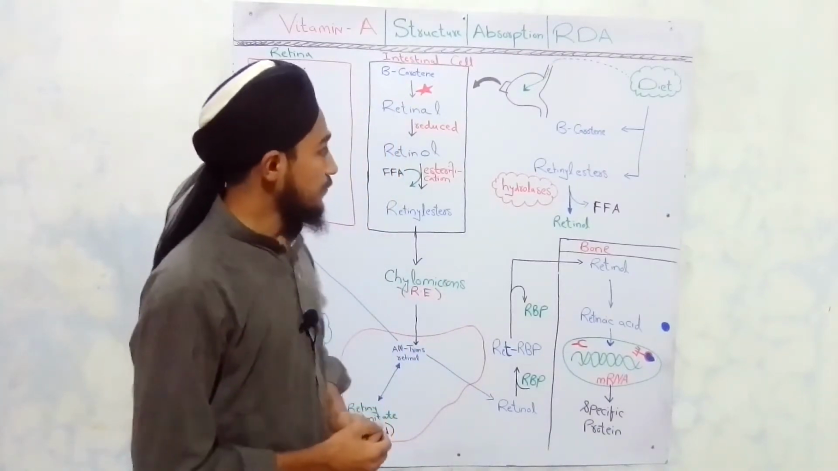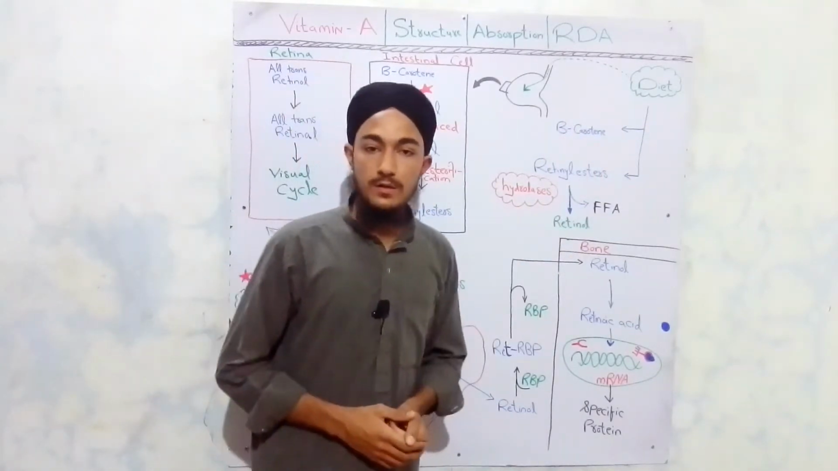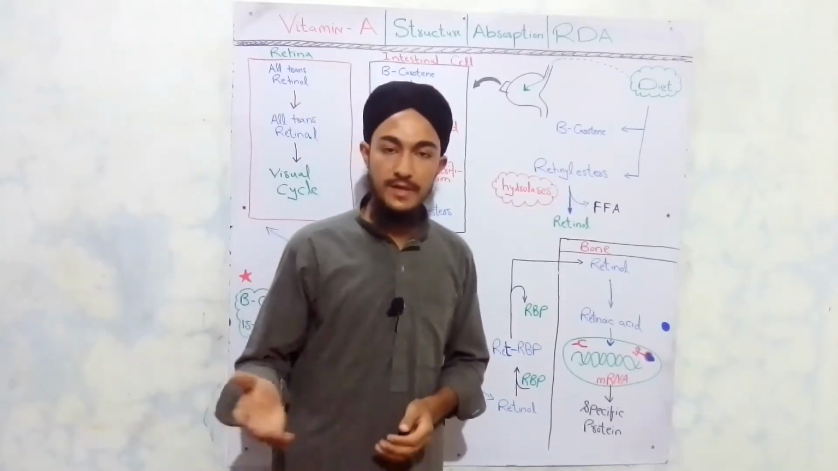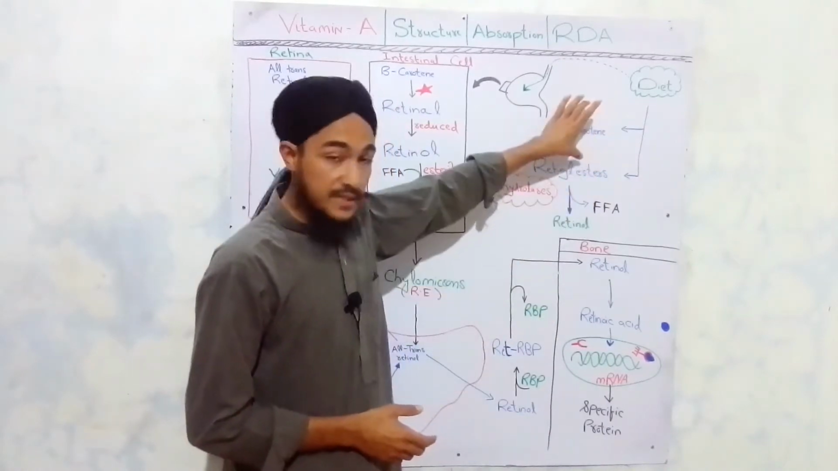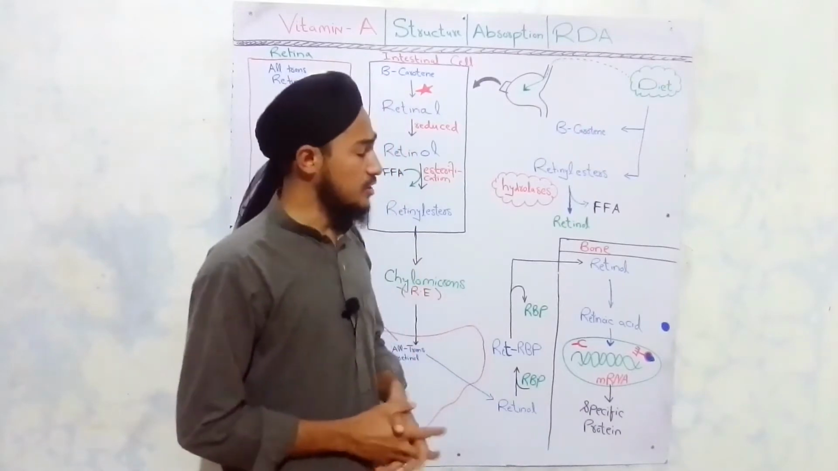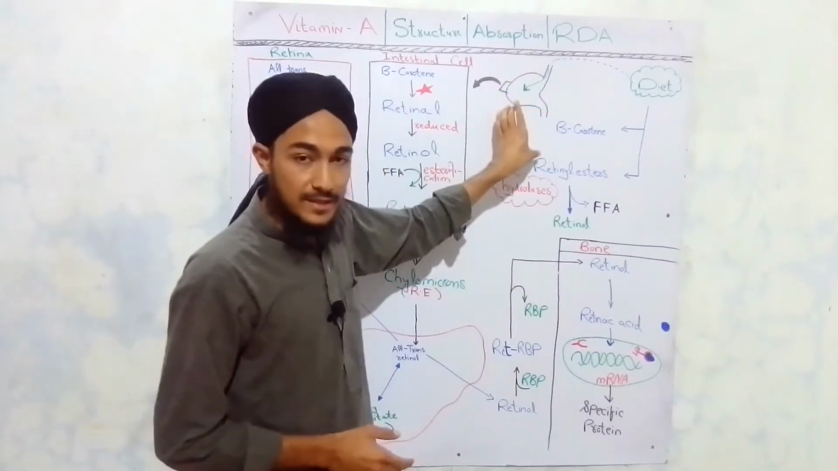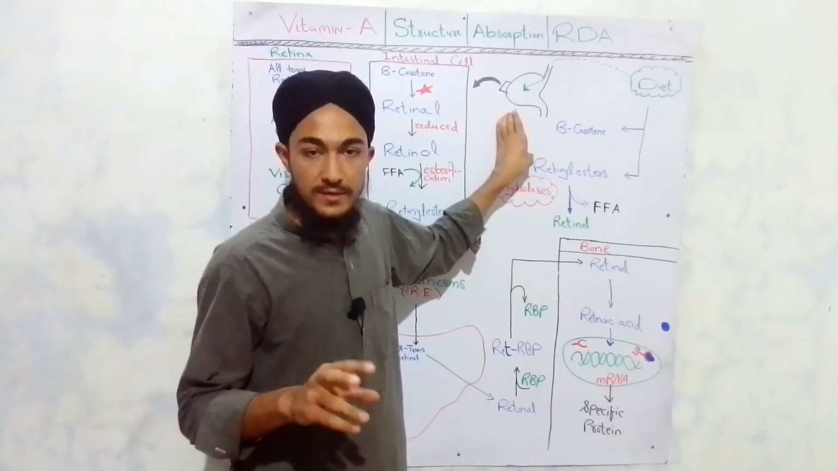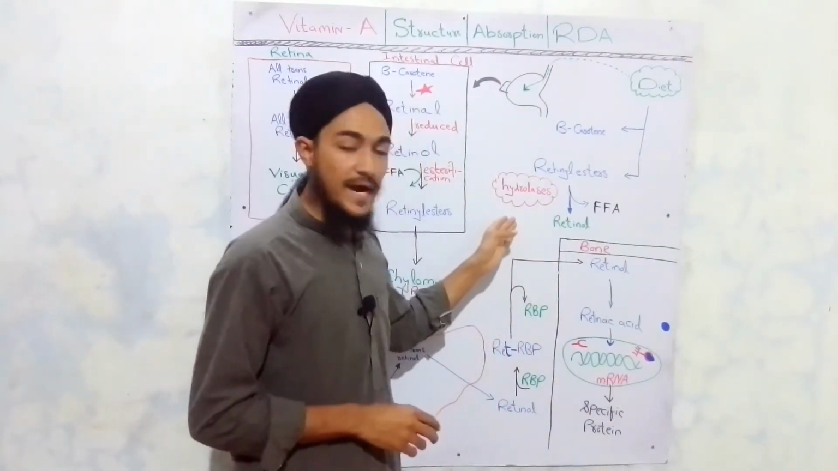So let's start with our diet. As we consume diet that contains vitamin A from different sources, plant sources as well as animal sources. The vitamin A that we consume from plant sources is in the form of beta carotenes, while the vitamin A that we consume from animal sources is in the form of retinol esters. Then in the gastrointestinal tract, the intestinal brush border epithelial cells or pancreatic cells release a specific enzyme that is known as the hydrolase.